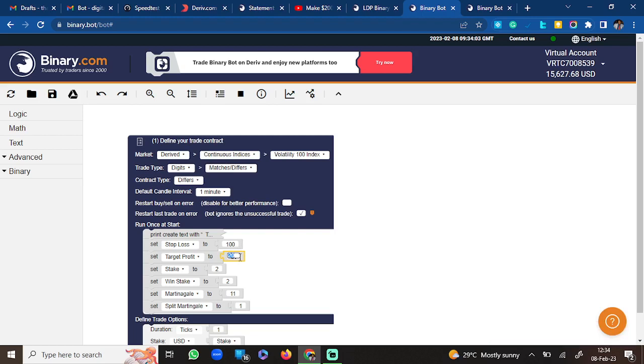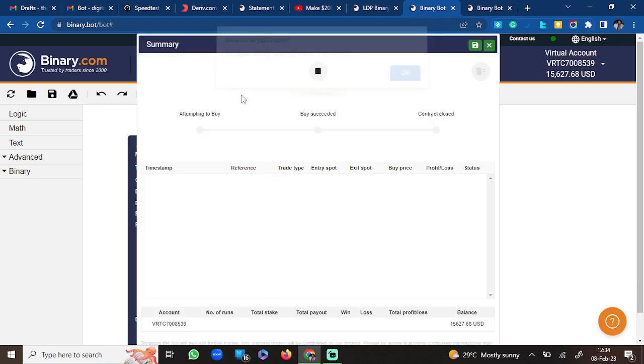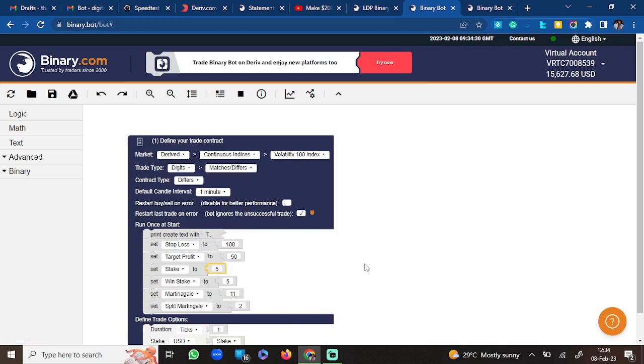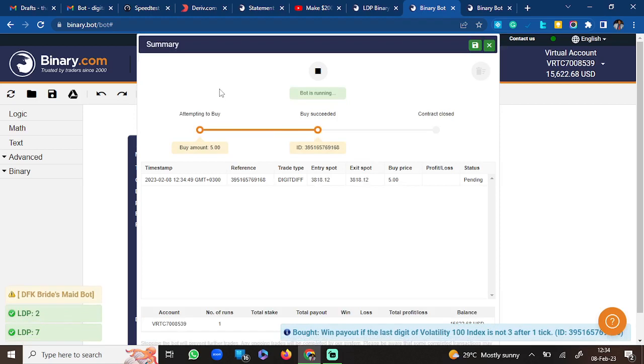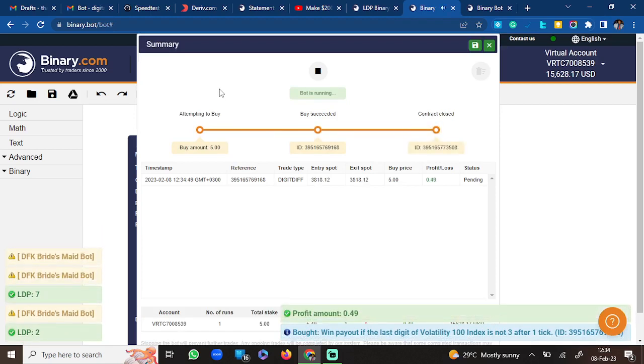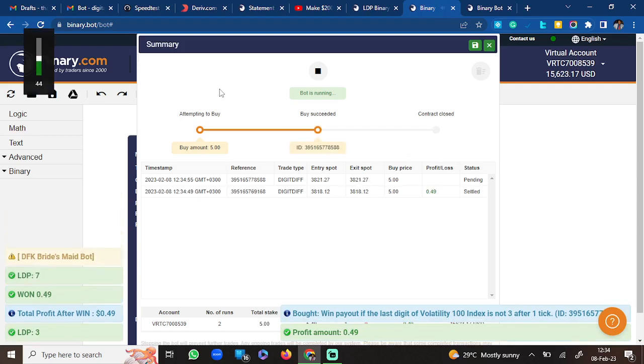So our profit target is $50. Our stake is $5. The martingale is split into two so that we minimize the chances of blowing our account. I'm assuming this account has around $100. Let's see how much time we're going to use to make our $50.